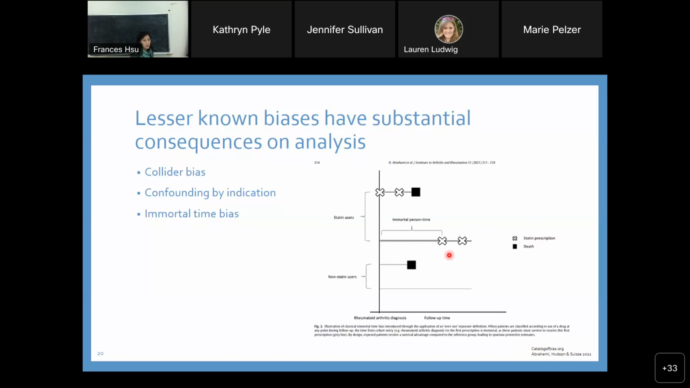So in this example, patient 2 requires filling 2 prescriptions for aspirin in order to be classified as an aspirin user. Patient number 2 has an immortal time here between diagnosis and when they first fill their aspirin prescription. So this time is mistakenly attributed to a benefit of aspirin when the patient is not really under the treatment of aspirin.